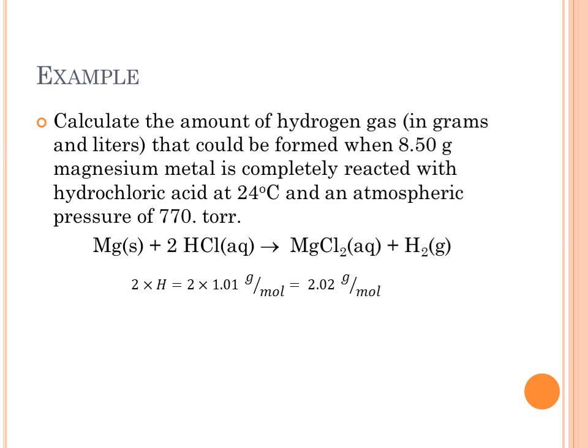So let's do some converting. We need to know the molar mass of hydrogen to get the mass, so let's go ahead and do that. 2 times 1.01 grams per mole is 2.02 grams per mole. Temperature 24 plus 273 is 297 Kelvin. 770 torr divided by 760 torr per 1 atm is equal to 1.01 atm. So that's our conversions. Now let's actually work the problem.